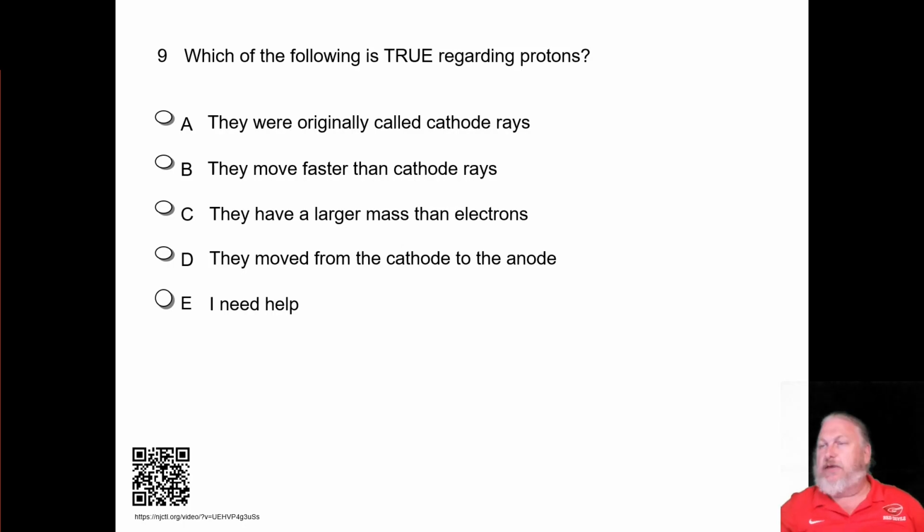So what can we say about protons? They were originally called cathode rays. They move faster than cathode rays. They have a larger mass than electrons. Or they move from the cathode to the anode. Of course, the correct answer has to be they have a larger mass than electrons.